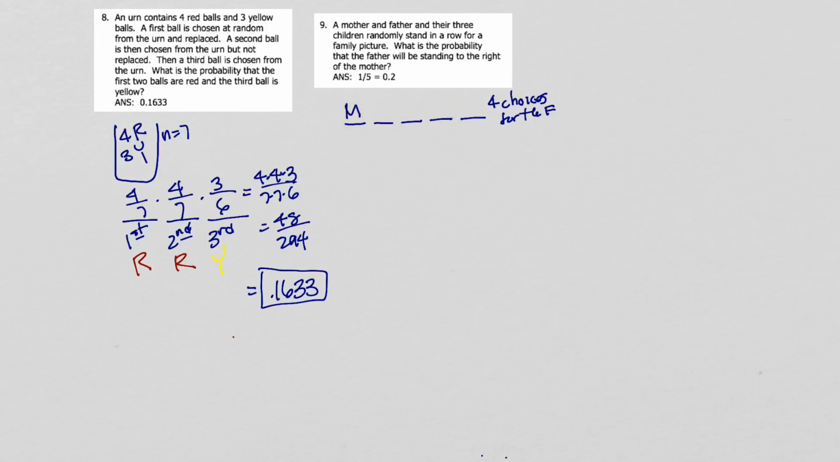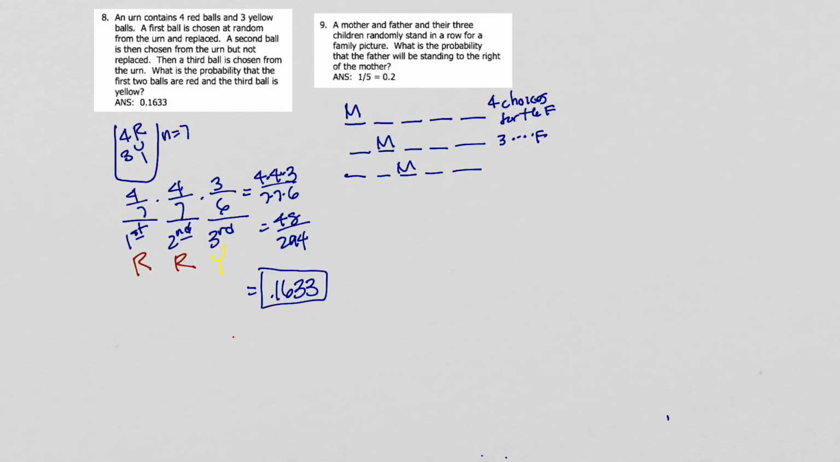Or the mother could be 1, 2, 3, 4, 5. The mother could be here, in which case the father could be in any one of these places. So there's 3 choices for the father. Now 1, 2, 3, 4, 5. The mother could be here, in which case there's now 2 choices for the father.